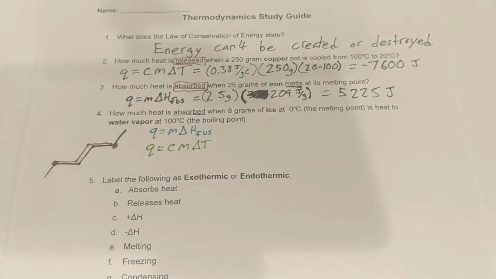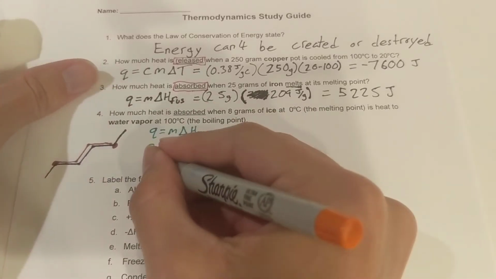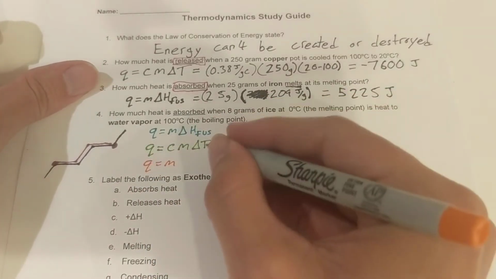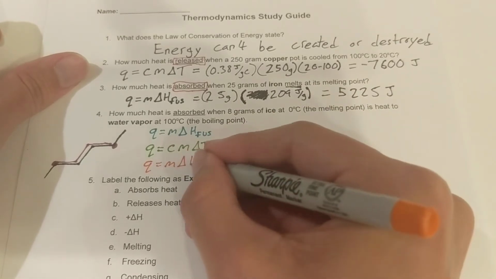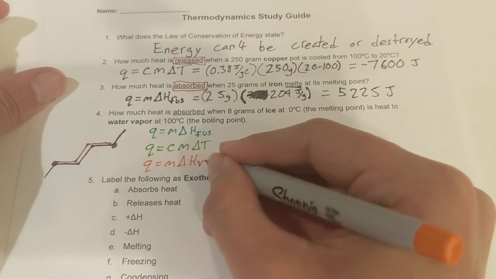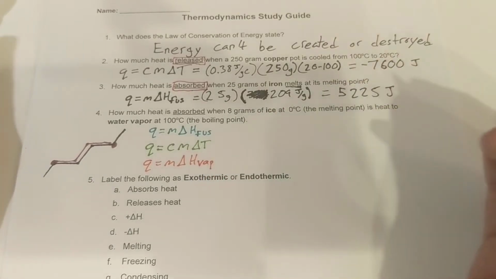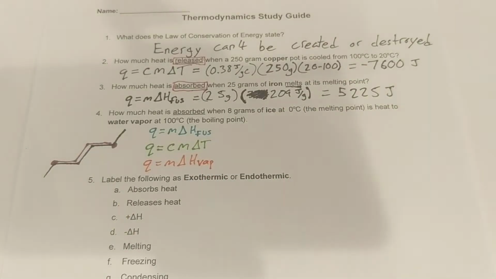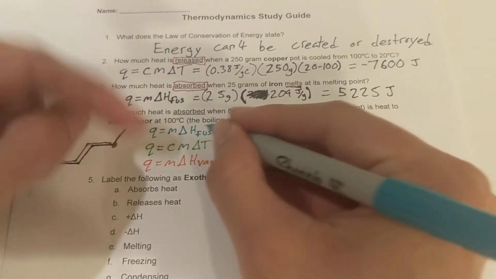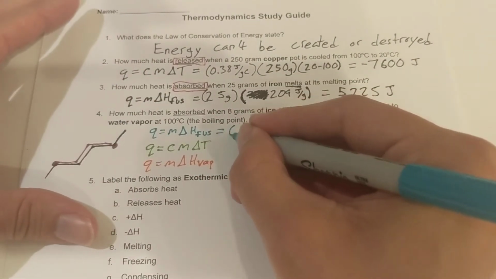And then we got to figure out that energy to boil. And that would just be Q equals mass times our enthalpy. And boiling is from a liquid to a gas. So it would be enthalpy of vaporization. So let's stick all our numbers in here now. Mass is 8 grams.